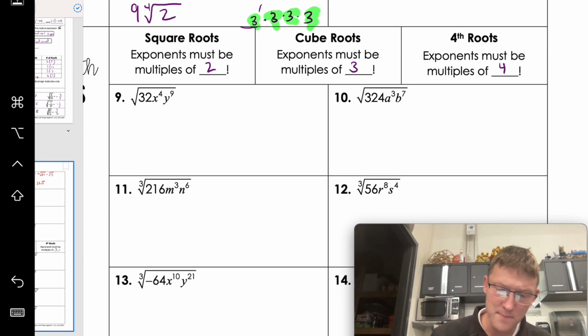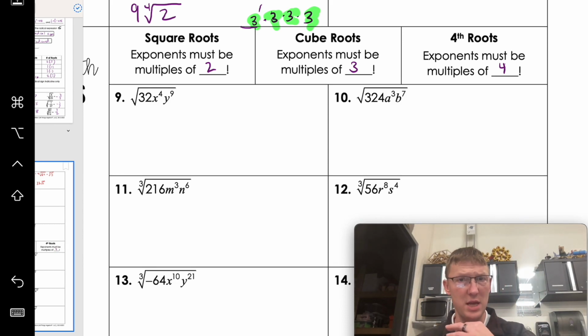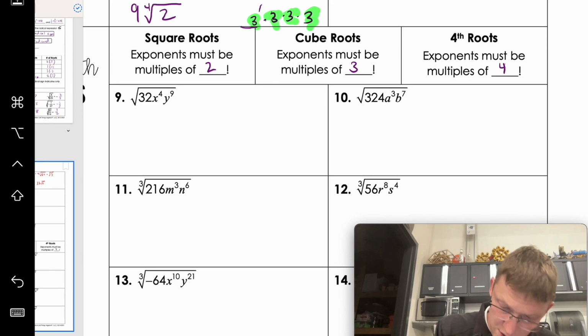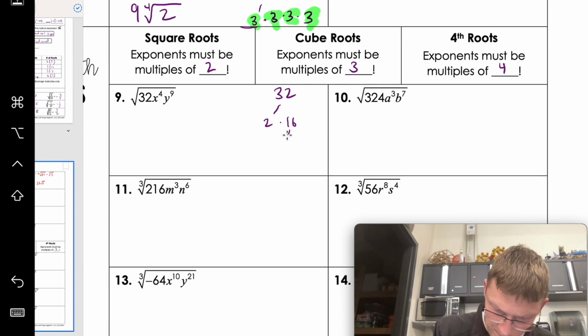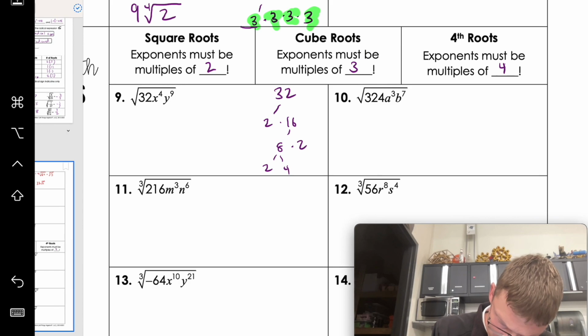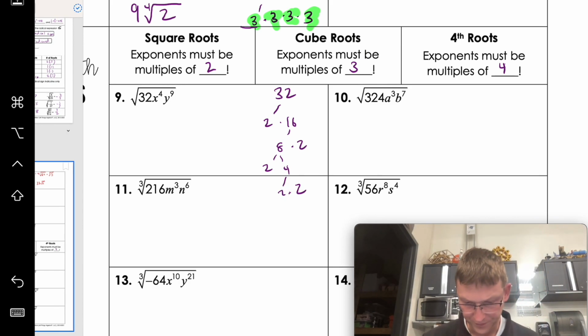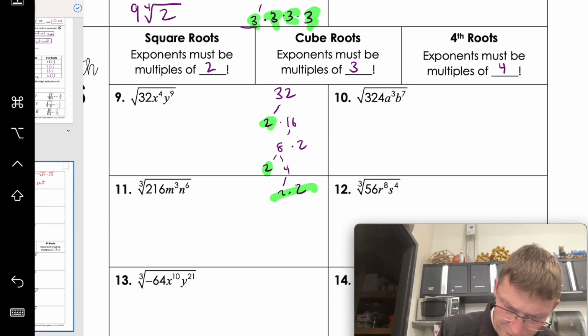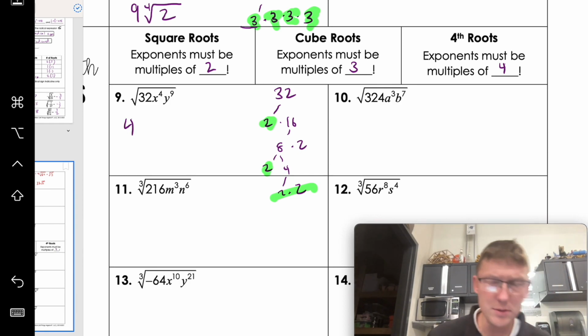If we're looking at number 9, you're going to do the number just the same as we've been doing. So 32, I'm going to do my little factor tree: 16, 8 times 2, 2 times 4, 2 times 2. So let's see here. Got 1 that can come out and then 2 that can come out. So two 2s are coming out because it's a normal square root. So we're going to have a 4 on the outside of my radical.